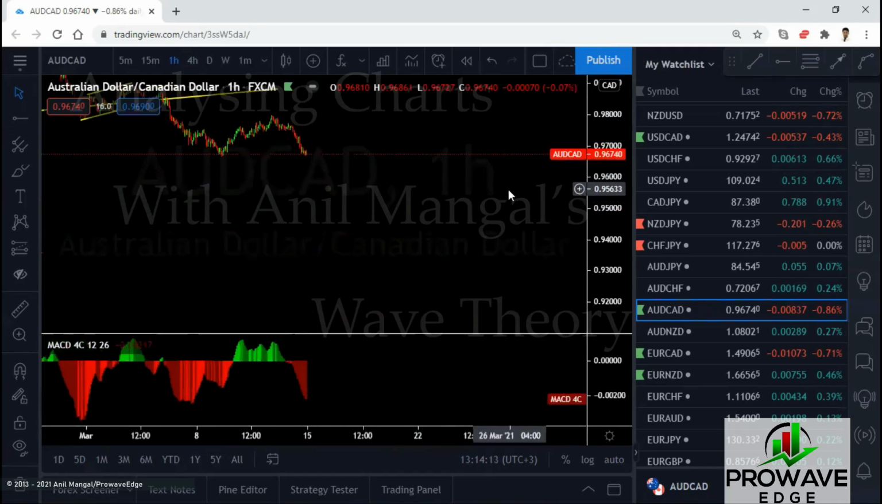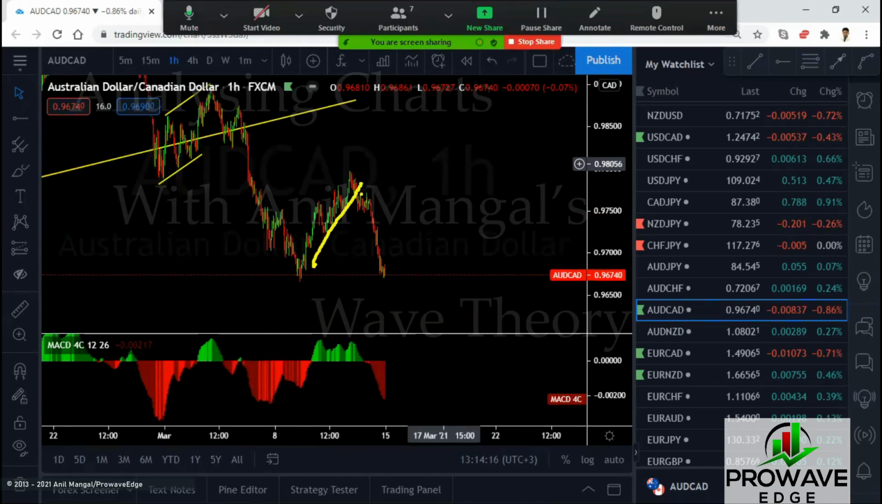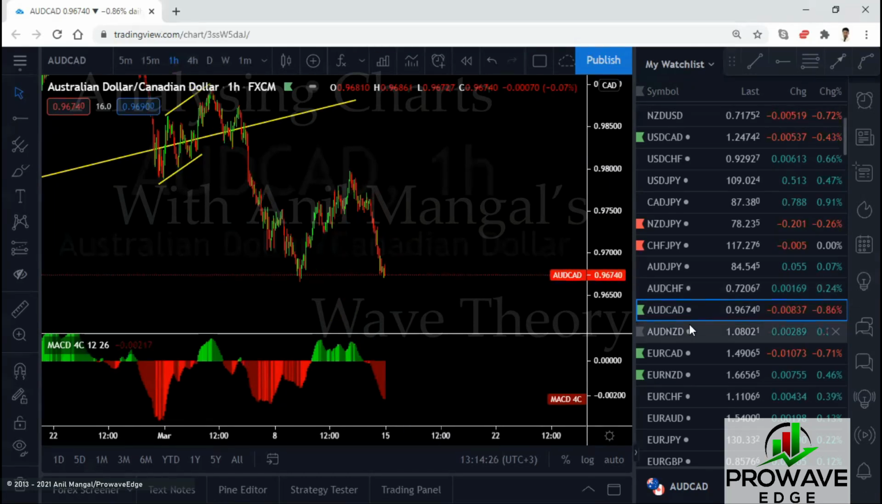Nope, nothing. We did break this. You got a sell setup there. If you get another correction here, we'll sell. We'll assume that this impulse is still going down a lot more.